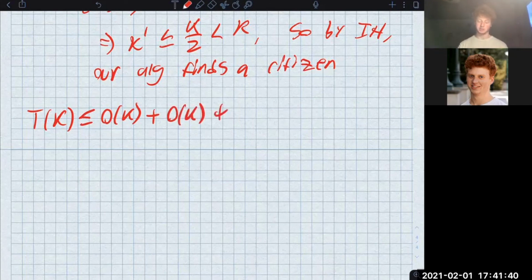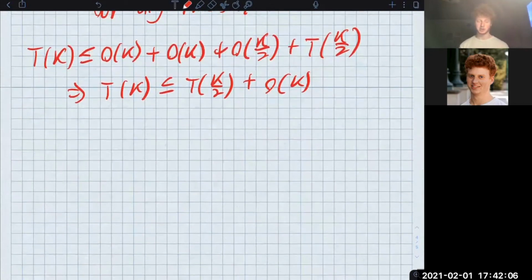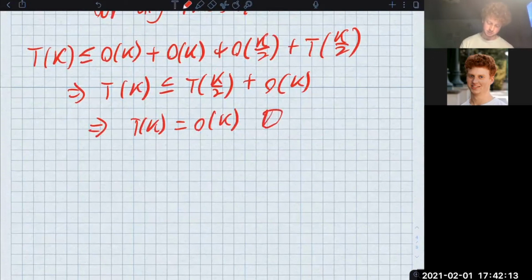And then we need to query each of those pairs, which is O of k over 2, same as O of k. And finally, after doing all that, we're left with at most k over 2 remaining, which gives us T of k over 2. So that leaves us with a recurrence relation of T of k less than or equal to T of k over 2 plus O of k. And by the master theorem, that equals O of k, as desired.